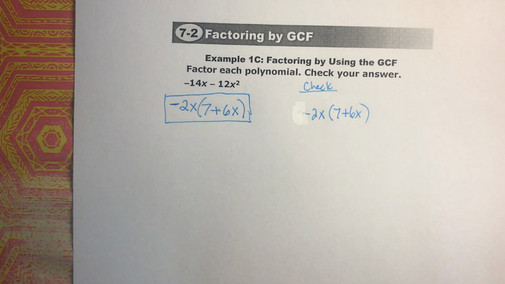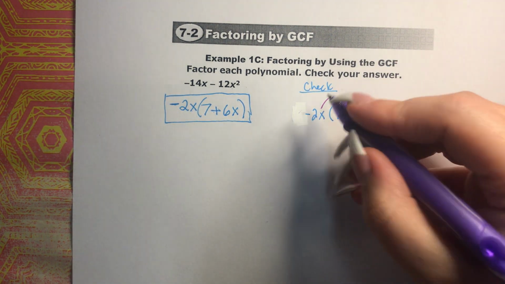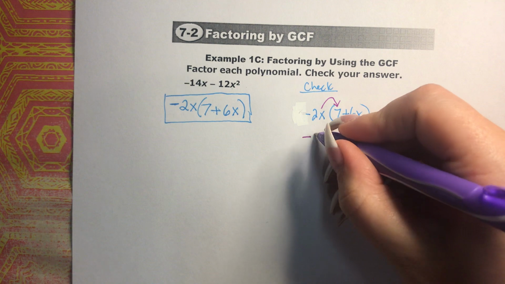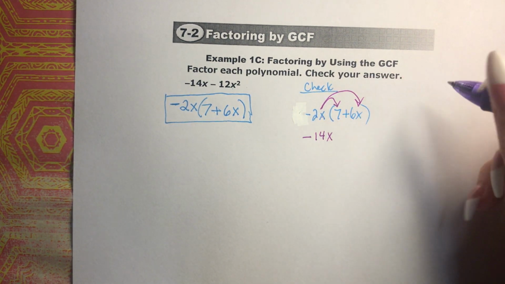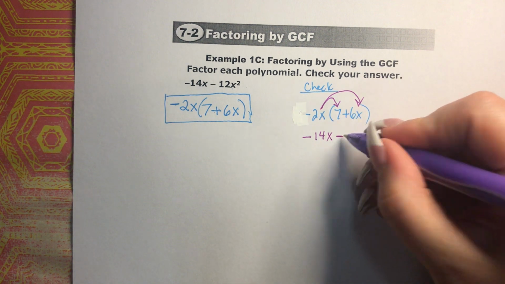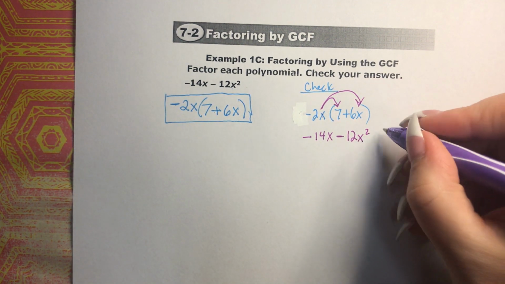Okay, so then I'm going to use that distributive property, right? I'm going to distribute it here. Negative times a positive is a negative. 2 times 7 is 14. X times is just x. And then distribute it here. Negative times a positive is a negative. 2 times 6 is 12. X times x is x squared.